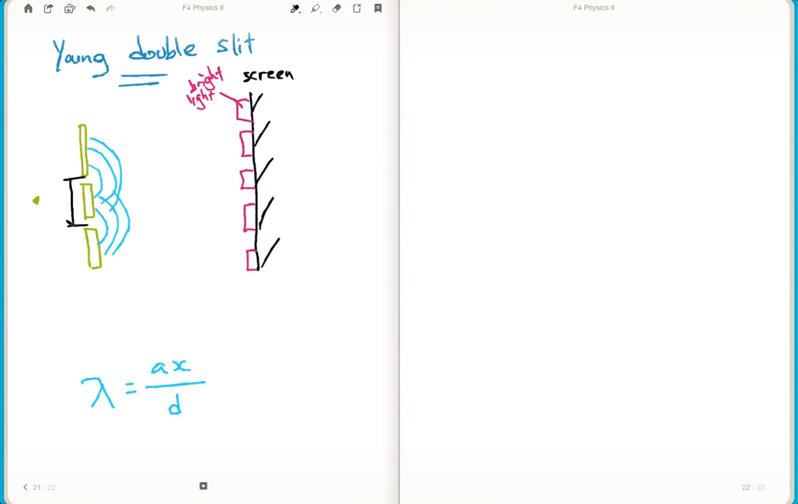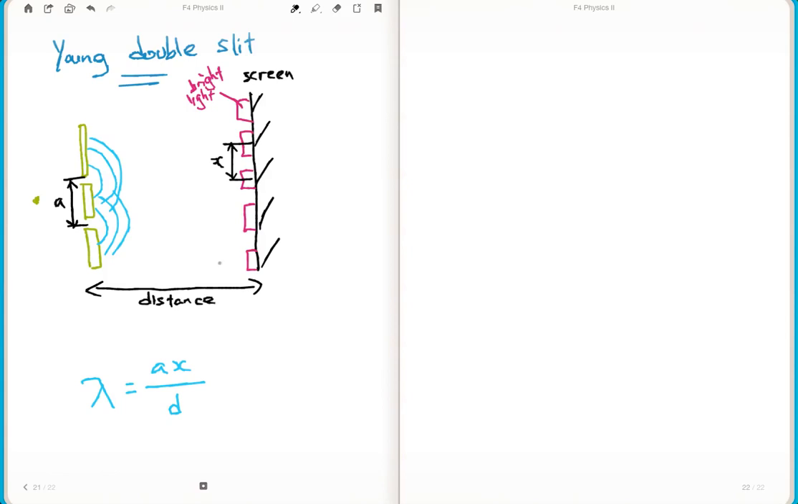Normally in objective questions, they don't draw this diagram for you. You need to visualize it from the wording, then translate it into a diagram, and it helps you to solve the question. Trust me, this is the way to work it out. And then x is the distance between the bright lights. D is the distance from the source to the screen.